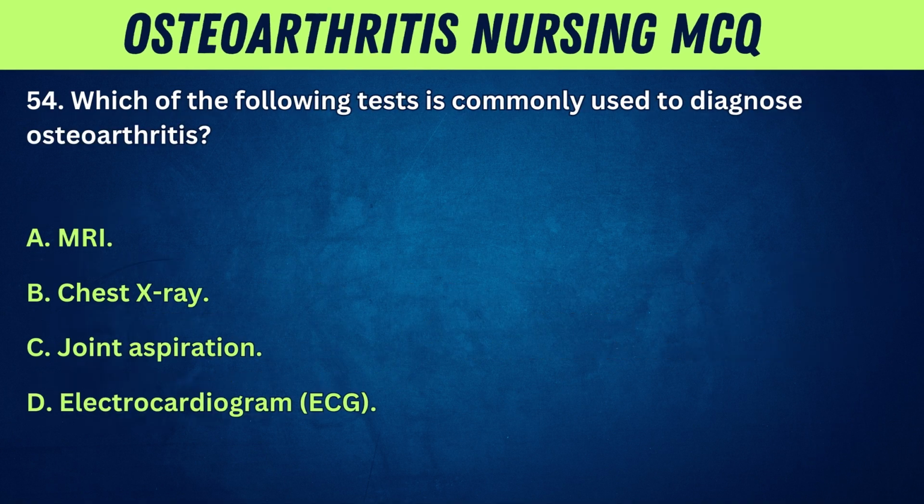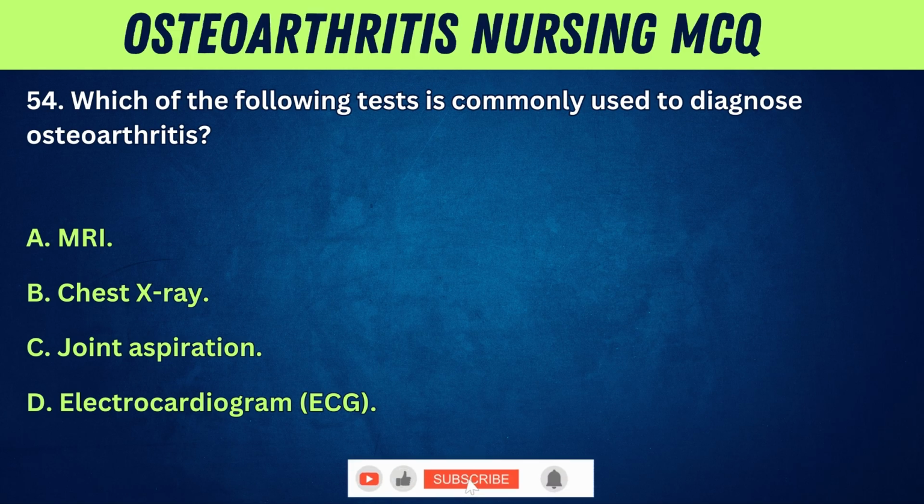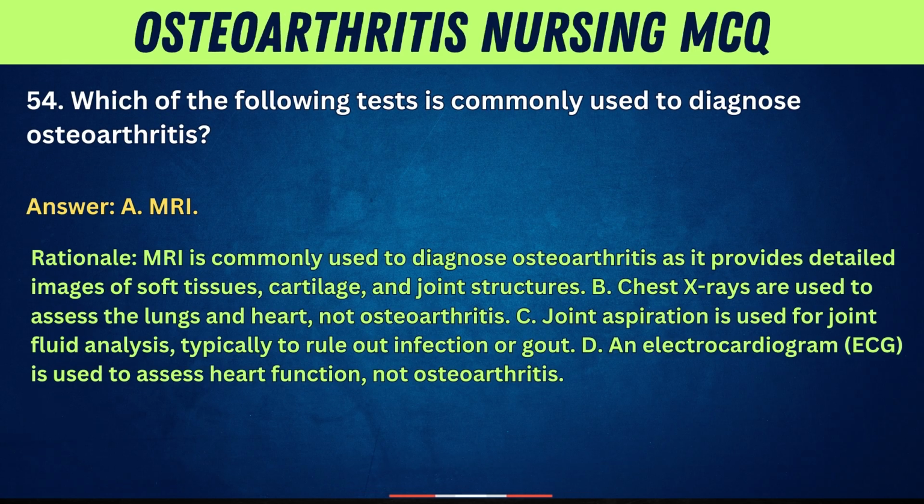54. Which of the following tests is commonly used to diagnose osteoarthritis? A. MRI. B. Chest X-ray. C. Joint aspiration. D. Electrocardiogram, ECG. Answer: A. MRI.